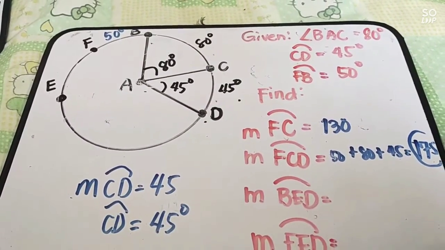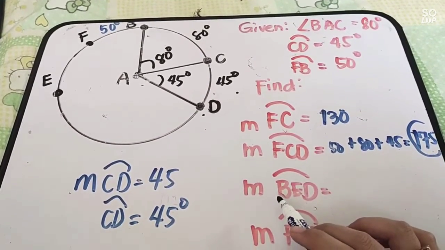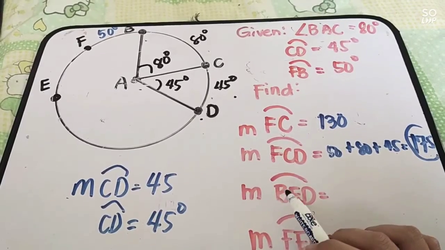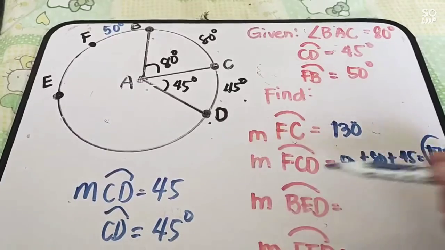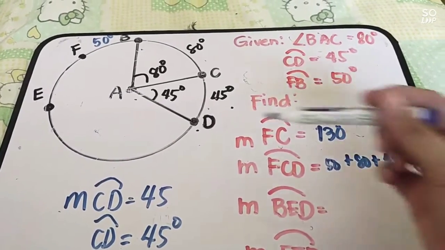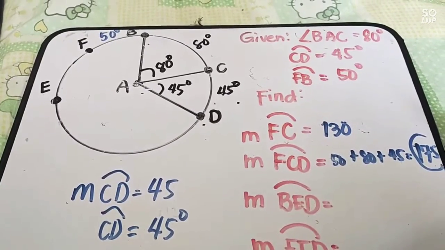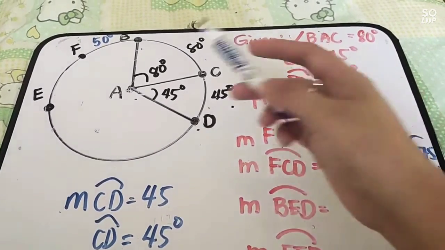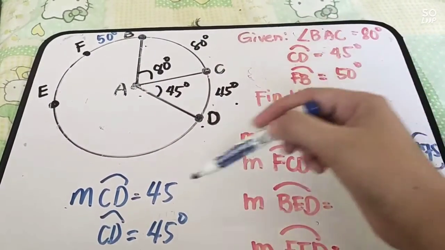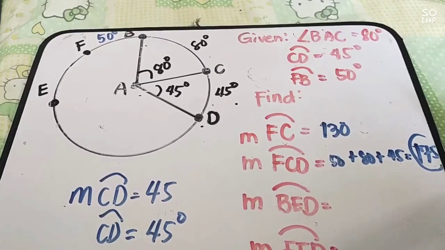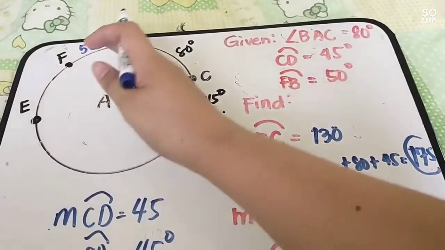That is the measurement of arc FCD. How about the measurement of arc BED? We have here BED, but we didn't know the measurement of FED. So, what are you going to do? Since arc BED and a circle is always 360 degrees, kailangan makuha natin to.